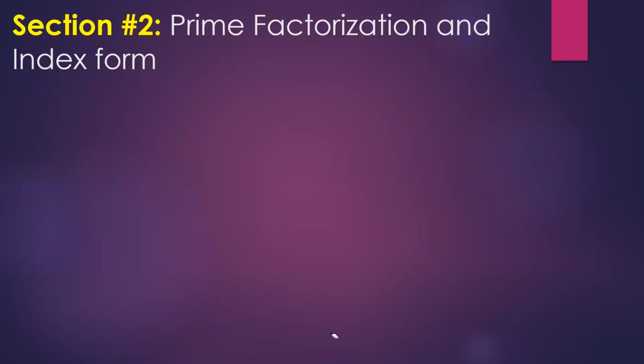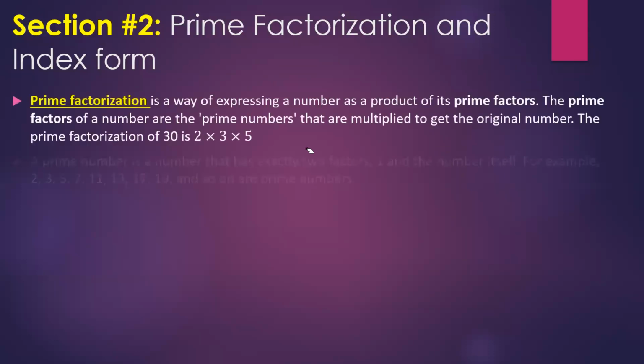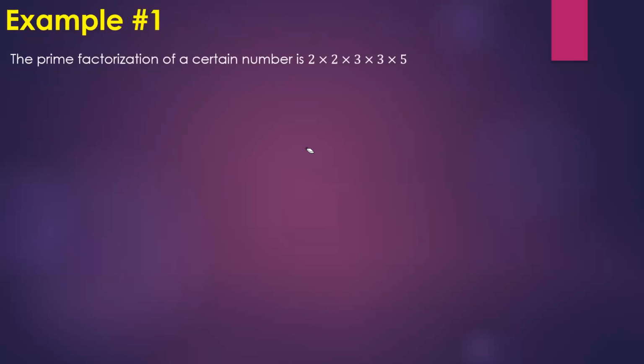All right, so let's look at the first example. Jevin, can you read the first example, please? Prime factorization. Prime factorization of a certain number is 2 times 2 times 3 times 3 times 5. Express this in index form.